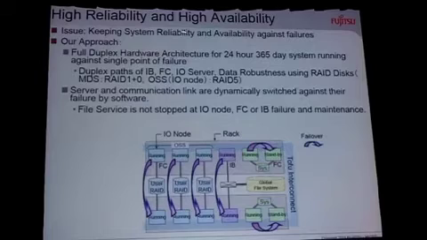And the next topic is high reliability and high availability. The issue is about keeping system reliability and availability against failures. Our approach is a basic-style full-duplex hardware architecture, running against a single point of failure. So there are duplex paths of InfiniBand and PCIe channels, and the I/O servers have data robustness using RAID disks. And the server communication links are dynamically switched by software upon failure. So the file system does not stop for such failures and maintenance.